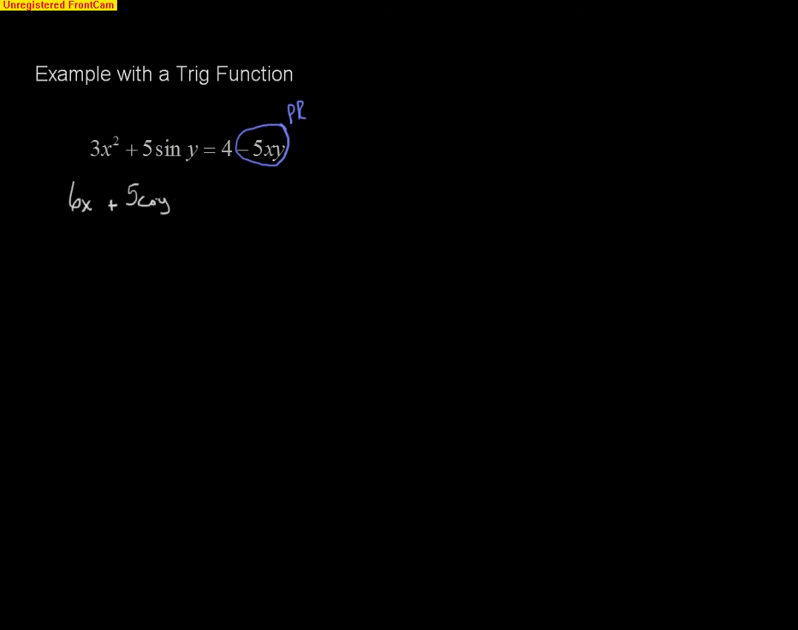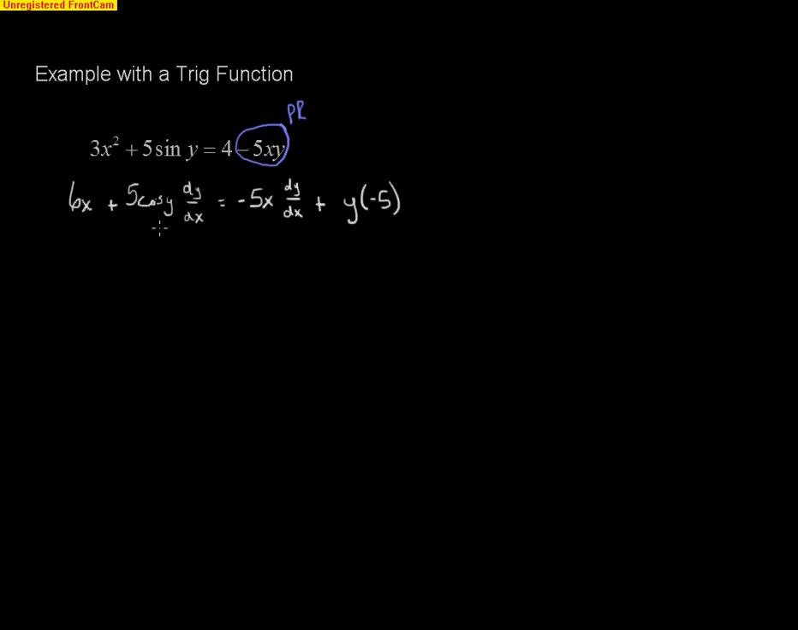well, put the y there, 5 cosine y, and because of the y, we're going to tack on a dy/dx. Derivative of 4 is 0. Okay, and now here's our product rule. So first, negative 5x times the derivative of the second. That's 1 dy/dx, plus the second, y, times the derivative of the first, negative 5.